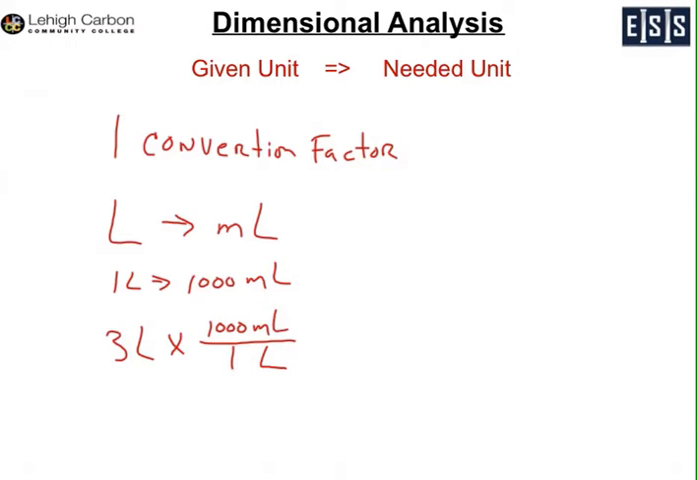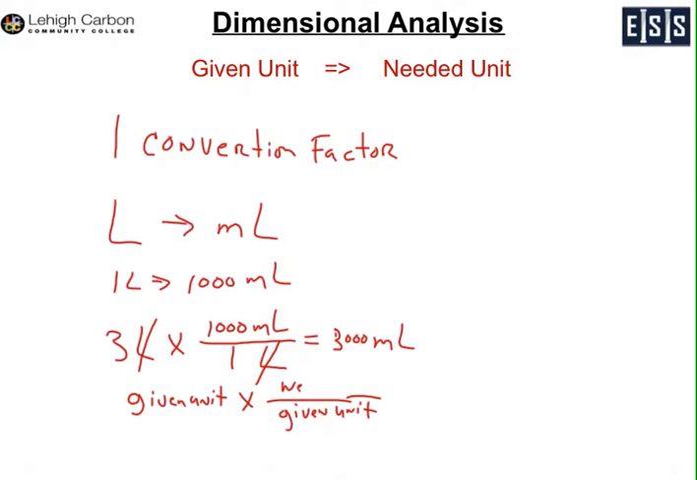And the power of dimensional analysis is you put the unit down here below for the one you want to cancel out from your given unit, and here's your needed unit in milliliters. In this case, your answer would be 3,000. So you start with a given unit, in this case 3 liters, and you multiply by the factor where the given unit, in this case liters, is on the bottom, and your needed unit is on the top. Therefore, the given units cancel out and your answer is in your needed unit.